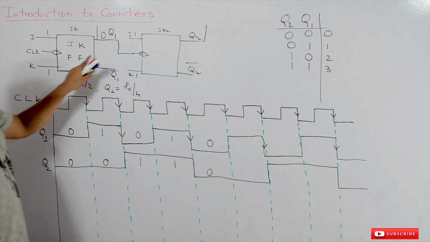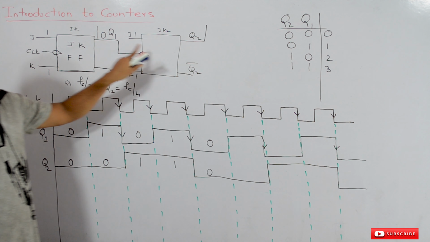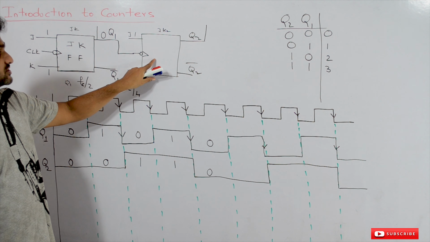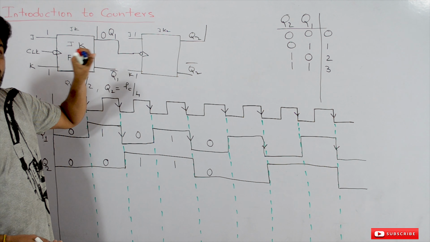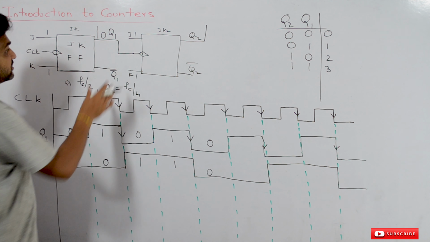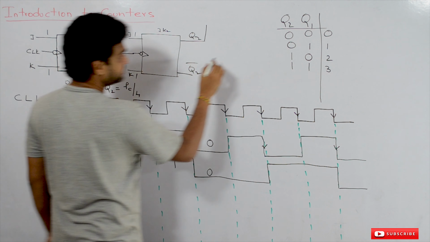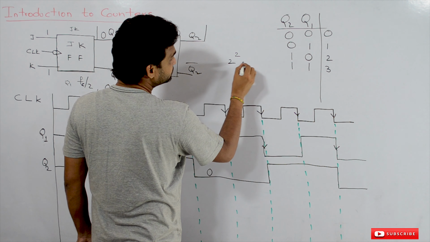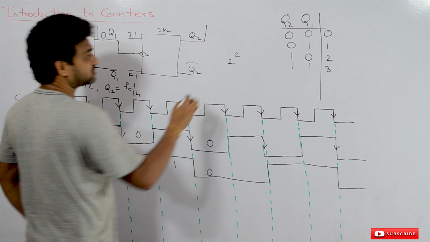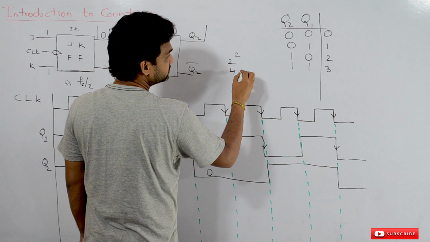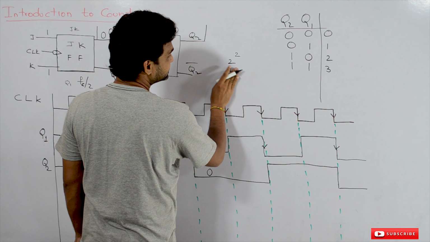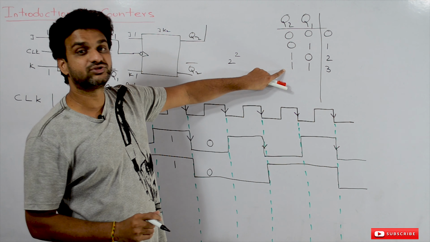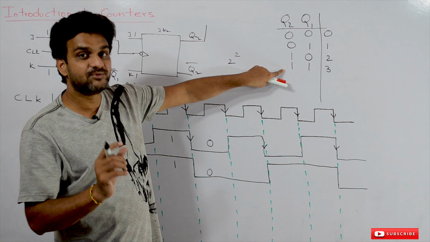If you have two JK flip-flops interconnected in this way, it is going to produce a 2 power n counter, where n is the number of JK flip-flops. If you have two flip-flops, it is going to produce a 2 power 2 counter. 2 power 2 counter means a 4 counter. What does that mean? It is going to count 4 numbers: 0, 1, 2, 3. Are you able to get the point?